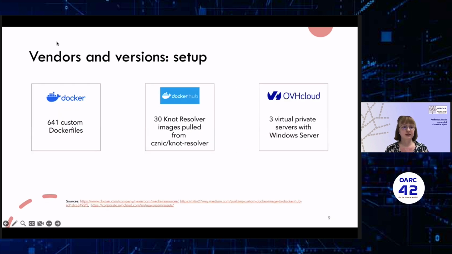So once we're done with choosing the software, we need to think how to actually run it. And the easiest way really is to do it using Docker containers. So what we did is that we manually created almost all the Dockerfiles, so more than 600 of them, but also we pulled some of the images from CZ.NIC Docker Hub repository. As for Windows, the easiest thing to do was to simply rent virtual private servers.